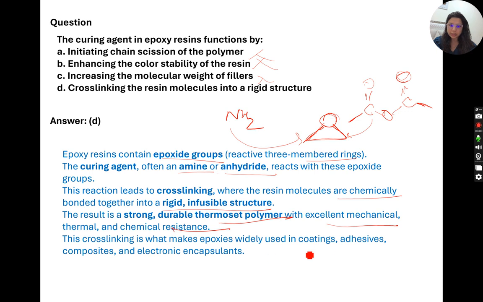These kinds of properties can then be used in different aspects. So hence, these kinds of compounds can help to form the cross links between the resin molecules and then form a rigid structure. So that's how the chemistry behind epoxy works. And that's how the applications of epoxy and their properties behave.